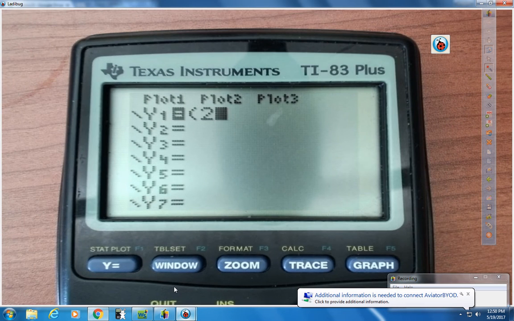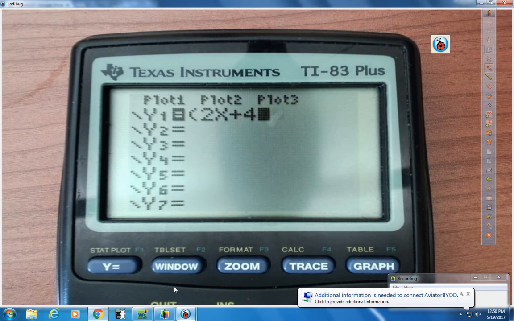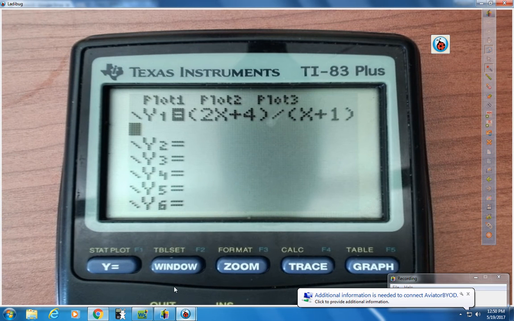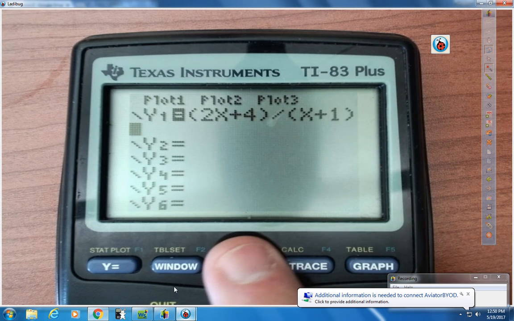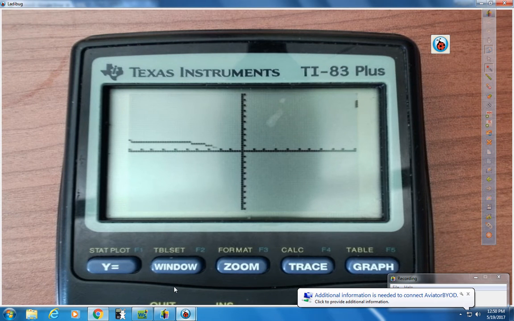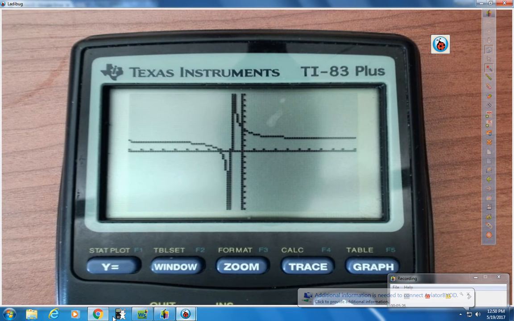2x plus 4 divided by x plus 1. And notice how I've put both the numerator and denominator in parentheses. And that's kind of what needs to happen. Zoom 6 to make sure I'm on my standard window. And there's my graph. And notice the dip on the left and then the dip on the top right. And that's how my function looks.